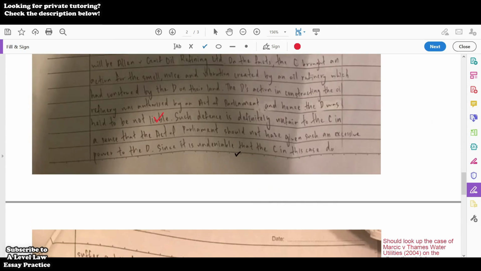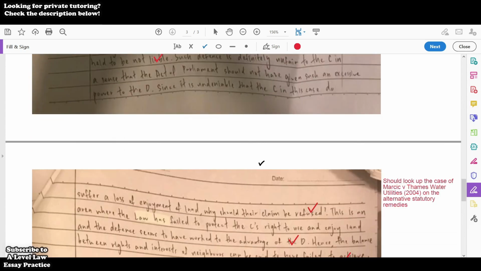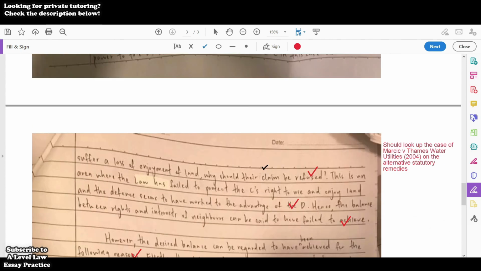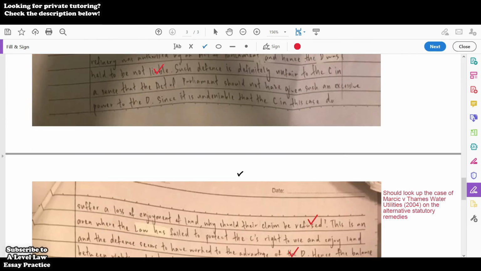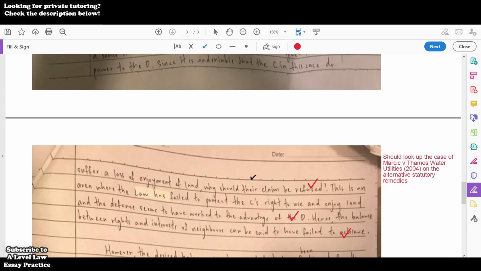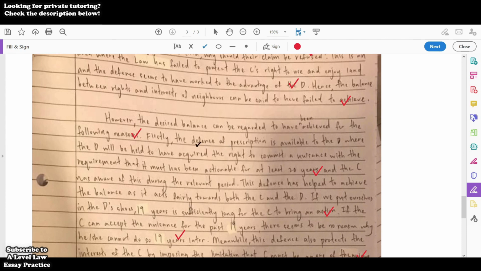But for this part here, the discussion of statutory authority seems pretty much one-sided, because it would seem that in your mind you are thinking of statutory authority as something unfair that doesn't balance the rights and interests of the people. Whereas when you're discussing defenses, you're discussing it in a way where there is a balance.